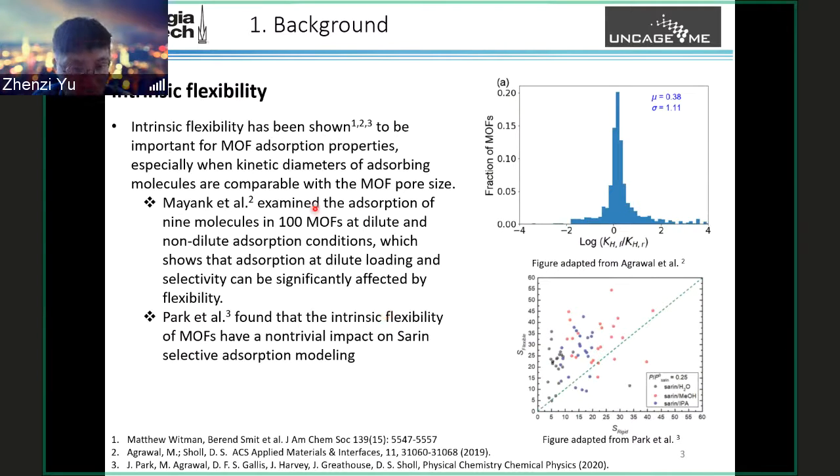And there are more studies discussing this topic. For example, Park and his co-workers found that the intrinsic flexibility of MOFs has a non-trivial impact on surface activity absorption modeling. As you can see in the figure on the bottom, the x-axis is the selectivity in rigid structure, and the y-axis is the selectivity after taking intrinsic flexibility into consideration. And from this parity plot, we can see the incorporation of intrinsic flexibility definitely changes selectivity for serine absorption.